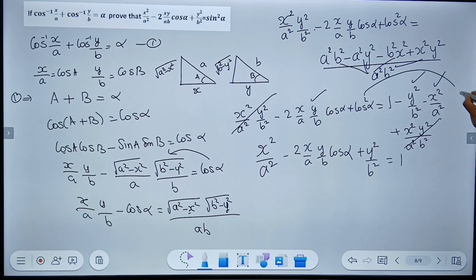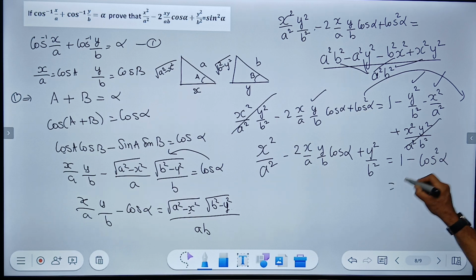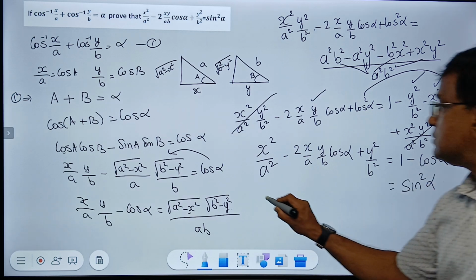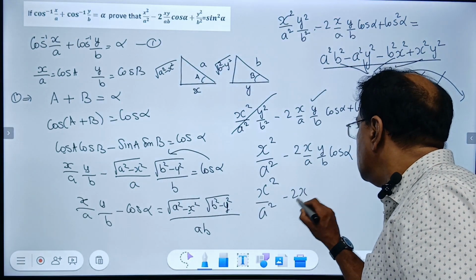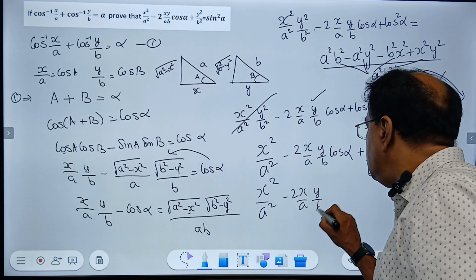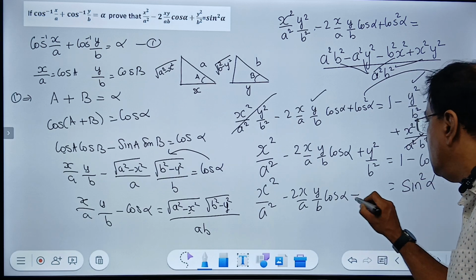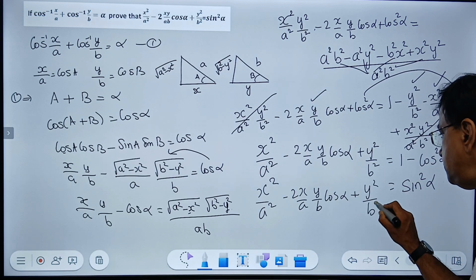Now I take cos square this side. What do you get? Minus cos square alpha. Now what is 1 minus cos square alpha? Sin square alpha. Is this what I wanted to prove? Isn't it a lovely question? It is lengthy but not difficult. Plus y square by b square.